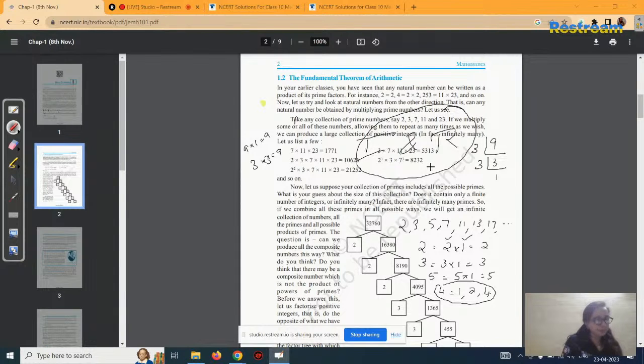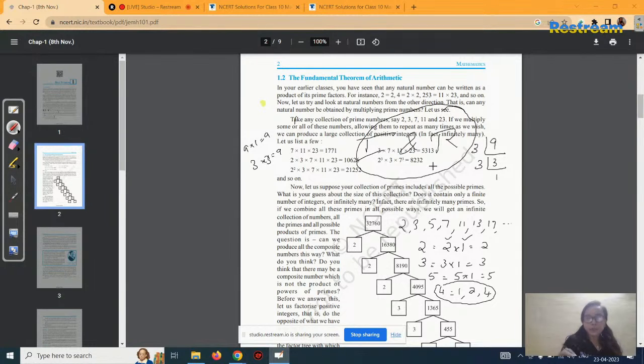No. Yes, Pratish. Okay, so is 1 a composite number? Is 1 a prime number? What type of number is 1 actually? 1 is actually neither prime nor composite.